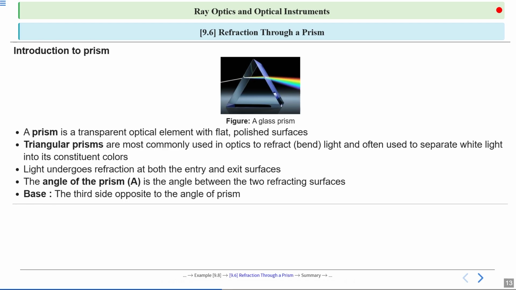Okay, so you can see in the diagram the surface in which light is entering and the other surface through which light is exiting. These two surfaces meet at one point. They have some angle between them. That angle is known as the angle of the prism. Okay, so the base is what the prism is lying on, the third side opposite to the angle of prism. So those are the geometrical properties of a prism.